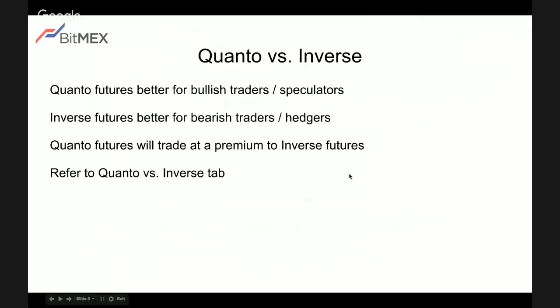Okay, so now we have our Quanto and inverse contracts. So let's figure out what is better for what type of trader. So in summary, a Quanto futures contract is better for bullish traders or Bitcoin denominated speculators, and the inverse futures contract is better for bearish traders or traders who need to hedge a value of Bitcoin in US dollars. And all else being equal, a Quanto futures contract with a similar maturity to an inverse futures contract will trade at a premium.